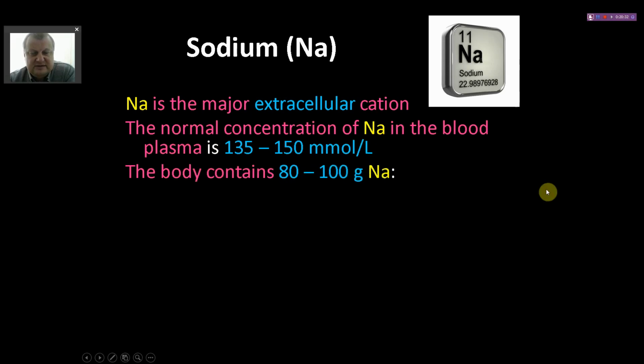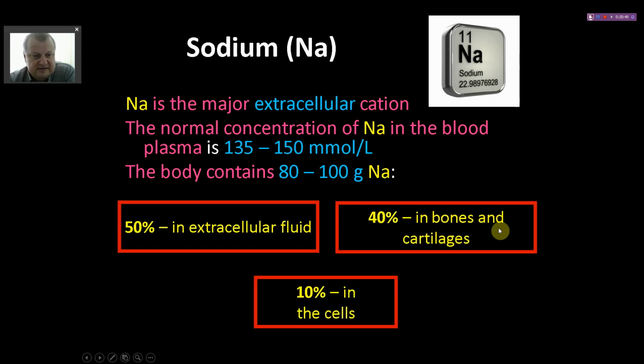The normal concentration of sodium in the blood plasma is in this range, 135 to 150 millimoles per liter. And the body contains approximately 100 grams of sodium. And this sodium is approximately 50% in extracellular fluid, 40% in bones and cartilages, and 10% in the cells.